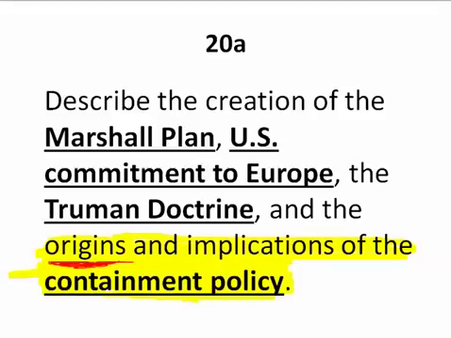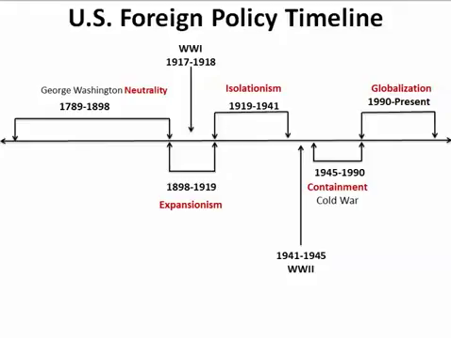Now let's look at this. It says we need to talk about the origins and implication of what's called the containment policy. So let's talk about containment real quick. And containment is going to be the United States foreign policy. And foreign policy means, how does the United States deal with other nations? And we talked about foreign policy before all the way through this class.